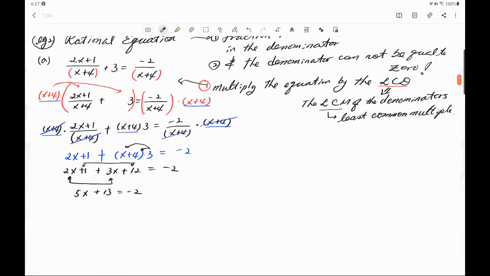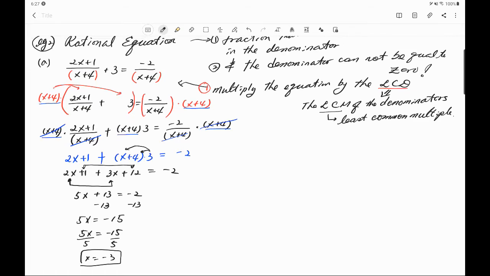Okay, then next, move plus 13 to the other side. So minus 13 each side. Then 5x equals negative 15. And then what will be the next? Divide each side by 5. So x equals negative 3. Now, we have a negative 3 as a solution.